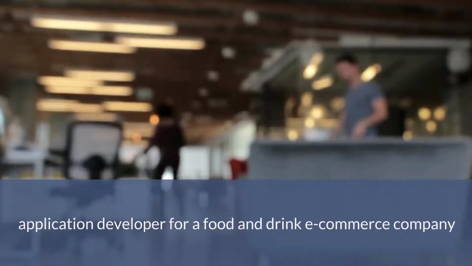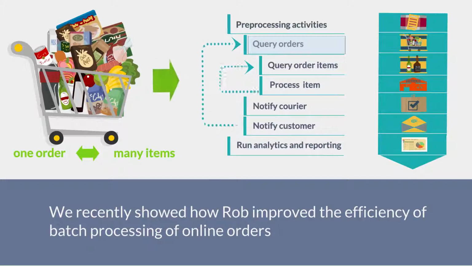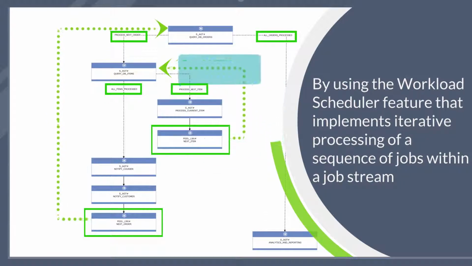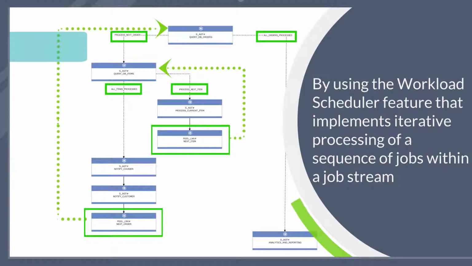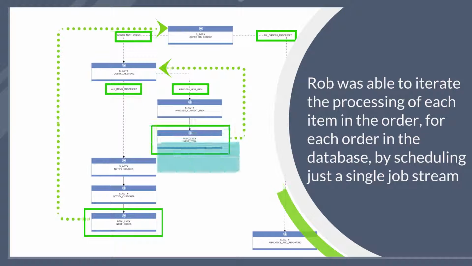For example, do you remember Rob, the application developer for a food and drink e-commerce company? We recently showed how Rob improved the efficiency of batch processing of online orders. By using the Workload Scheduler feature that implements iterative processing of a sequence of jobs within a job stream, Rob was able to iterate the processing of each item in the order for each order in the database by scheduling just a single job stream.